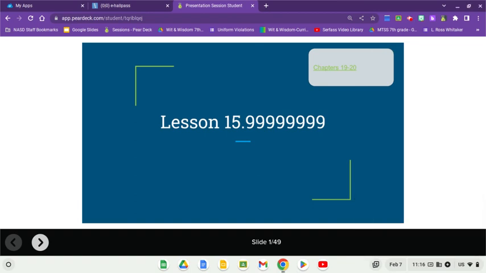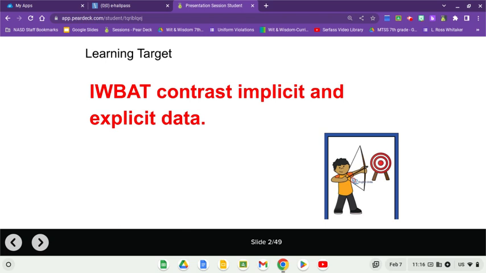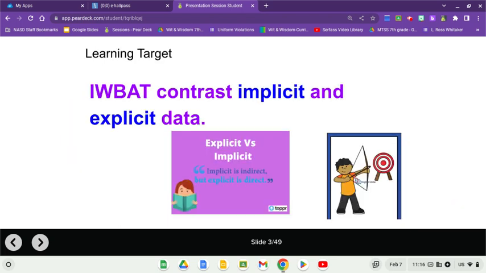Welcome back. What we're working with today is we're going to contrast. Look at the difference between implicit and explicit data. Implicit data is indirect, but explicit data is direct.